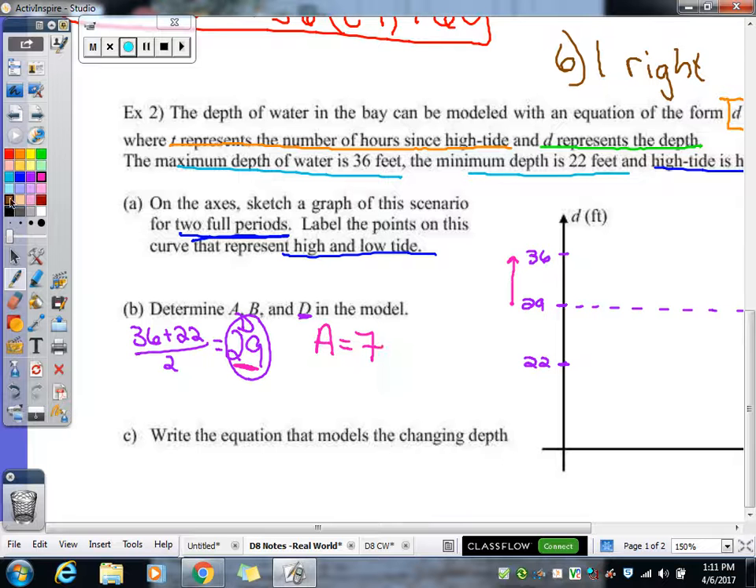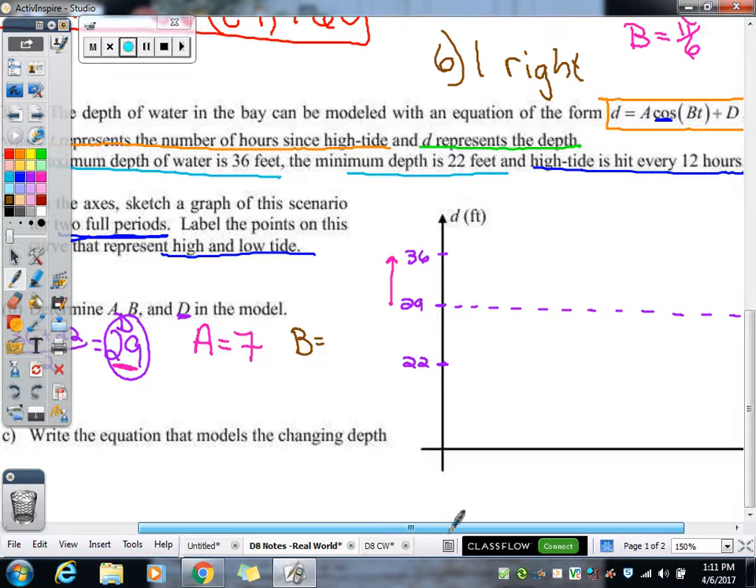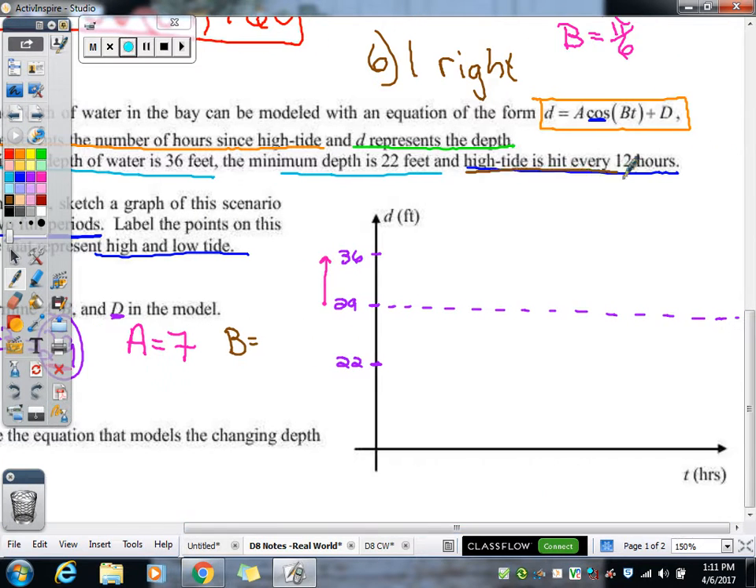So next we have to get our B value. And that comes from up here. High tide is every 12 hours. Since we're cosine here, remember cosine starts high, goes down, and comes back up high again. So high tide to high tide, that is your period. So our period is 12. Because again, you just got to know how the cosine curve is. It goes high, low, back up to high. So for our B value, I'm going to take 12, set it equal to my period formula of 2 pi over B.